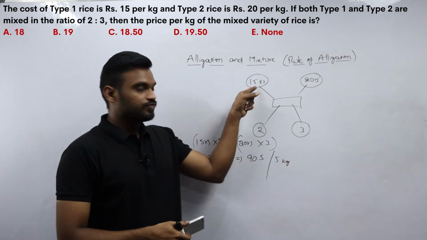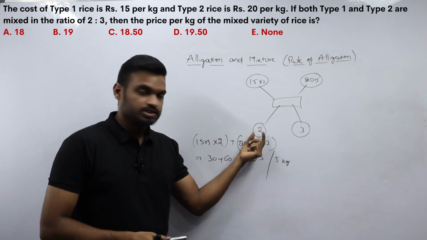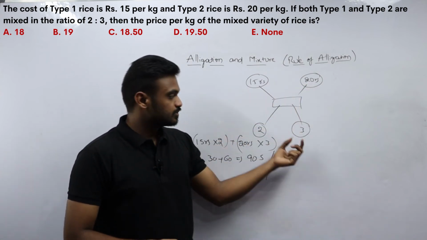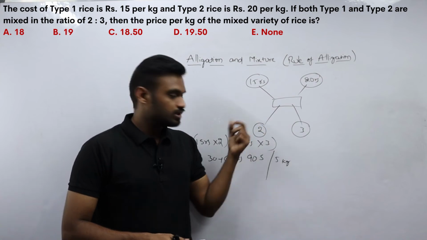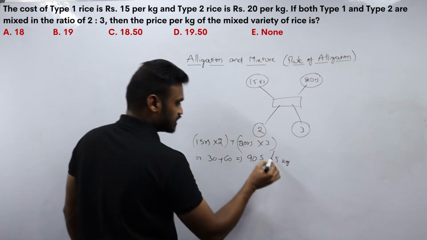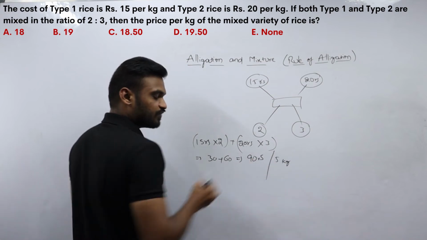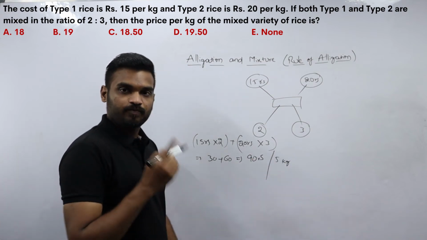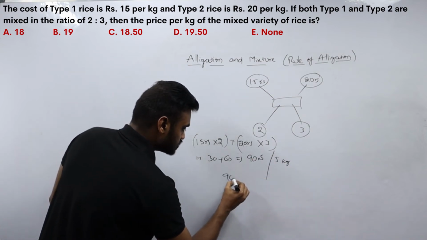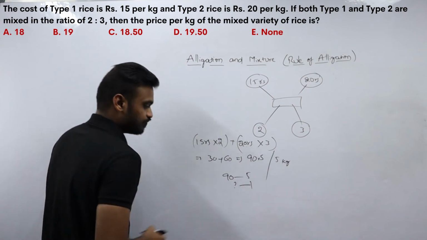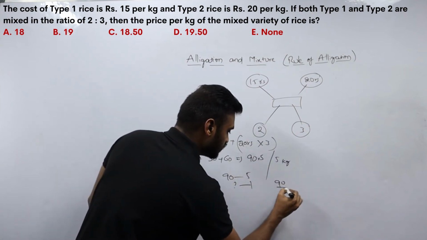Here 15 rupees rice is mixed in 2 parts, that is 2 kgs, and 20 rupees rice is mixed in 3 parts, that is 3 kgs. So there are 2 plus 3, that is 5 kgs in total. The total price is 90 rupees for 5 kgs. So what is the price per kg? 90 rupees for 5 kg, so for 1 kg it is 90 by 5.